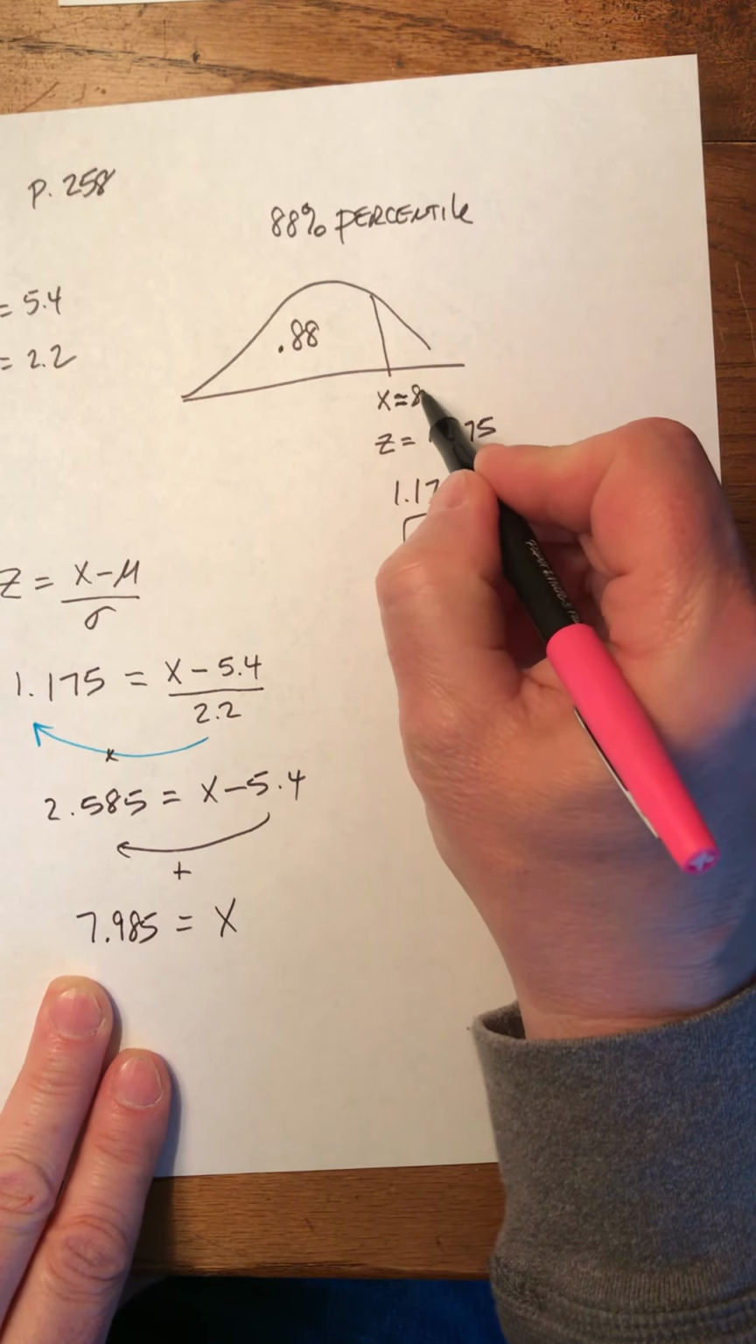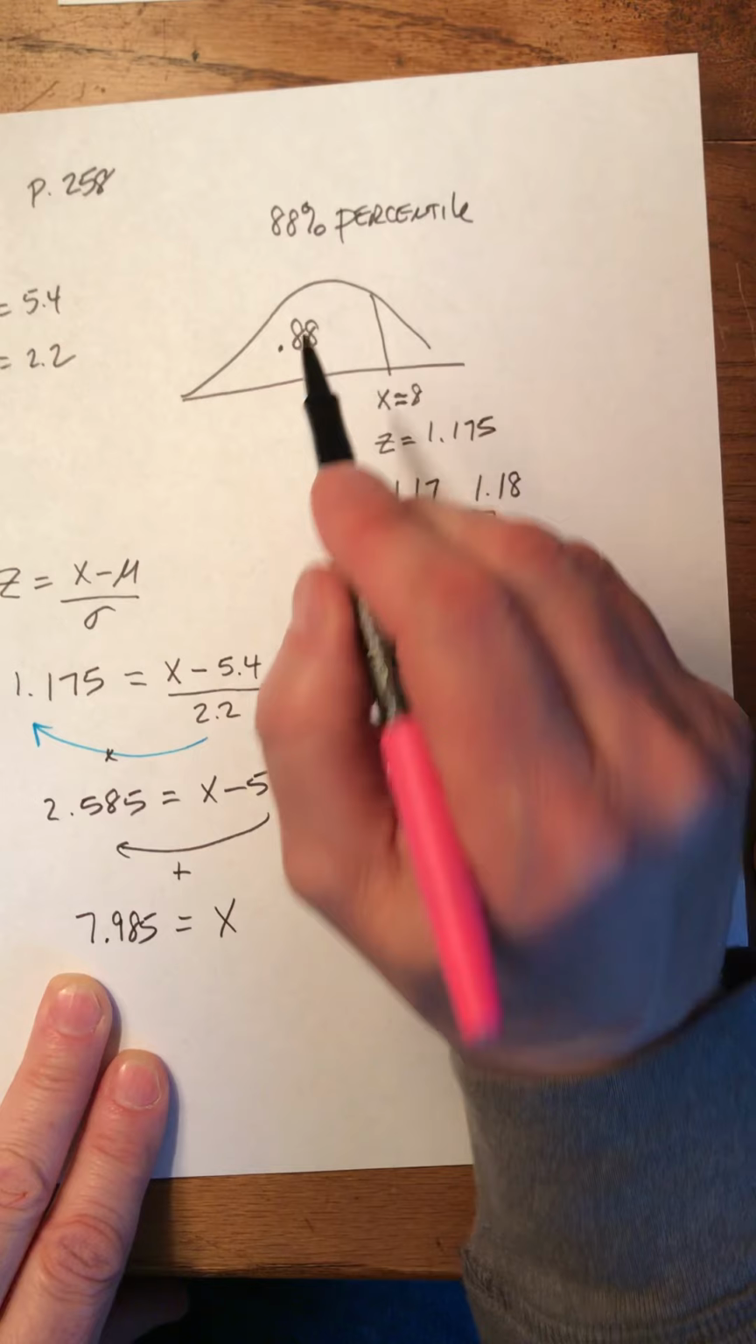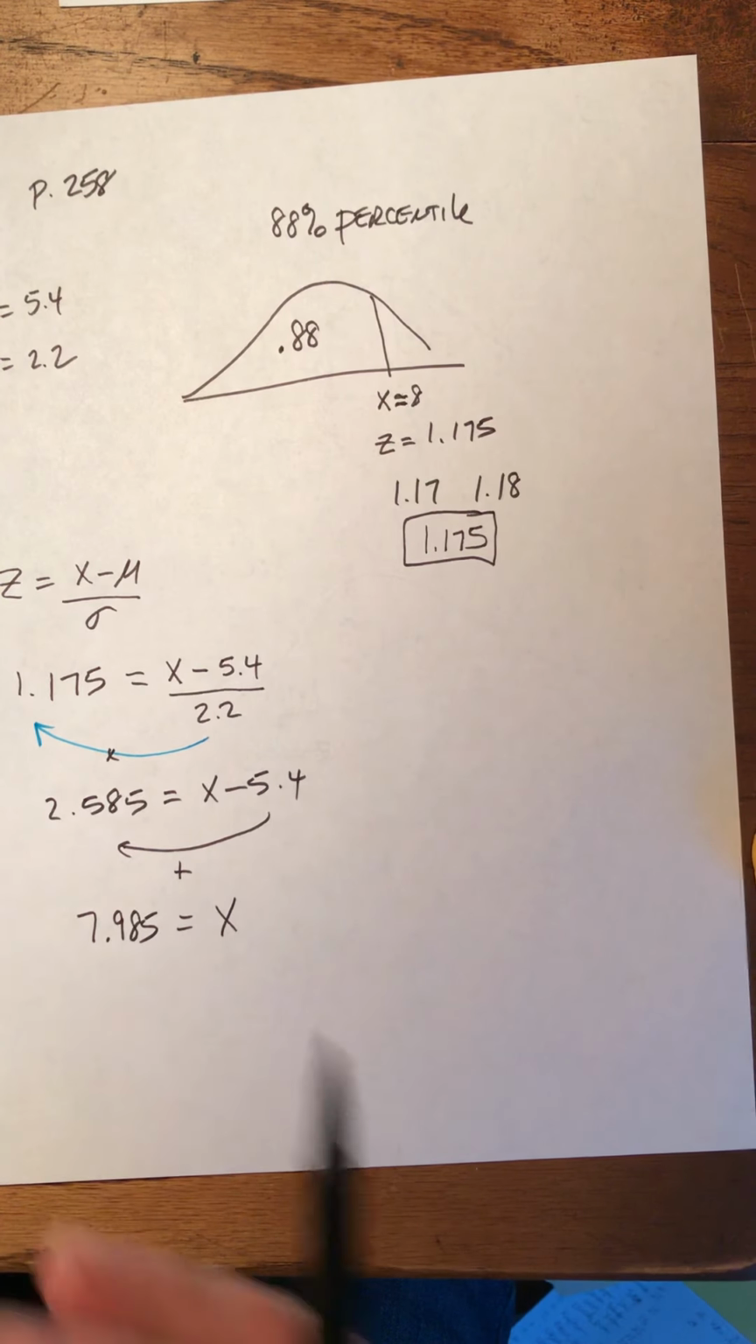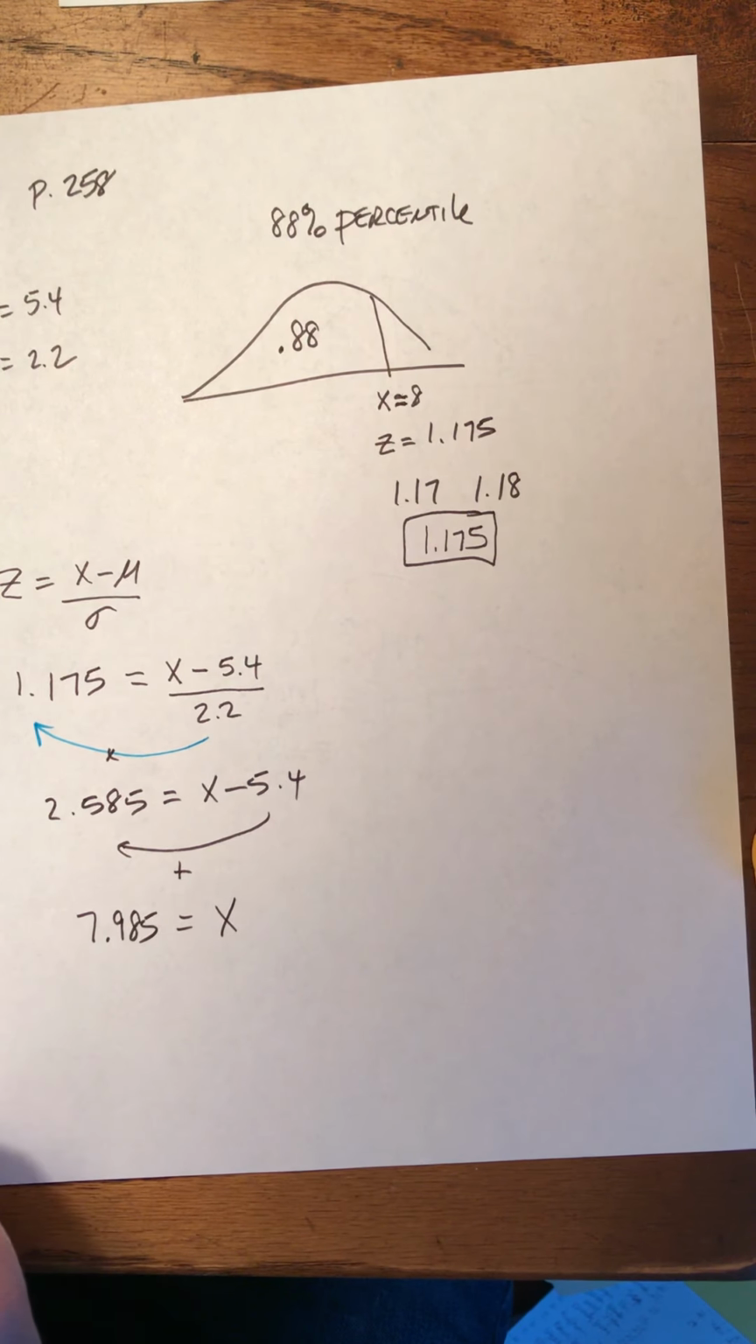So I think what we can say is the people who set a score of about 8, very close to 8, they were in the 88th percentile, where they were happier than 88% of the population based on all this data that they collected.